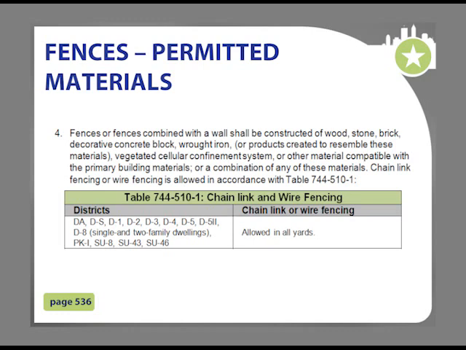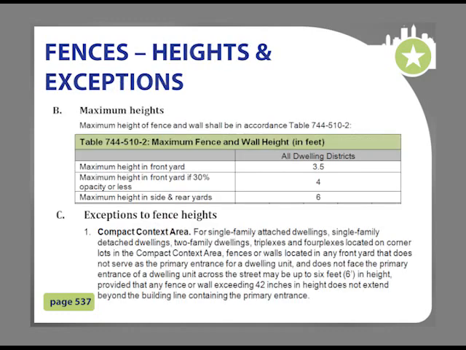We do indicate that wood, stone, brick, or wrought iron is permitted. We also do allow chain link fencing. That's identified in the table you see before you now, showing what districts allow it. We have made some changes in terms of maximum heights. In the dwelling districts, the maximum height in the front yard is 3.5 feet or 42 inches.